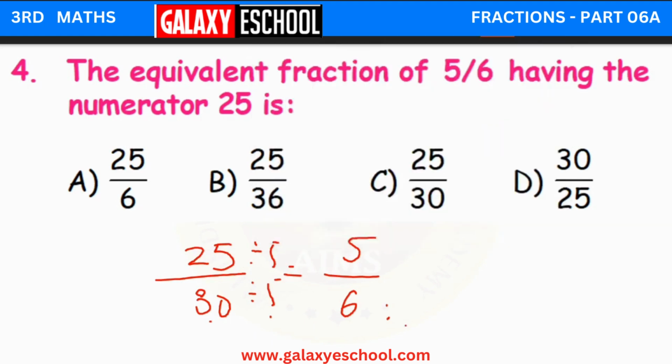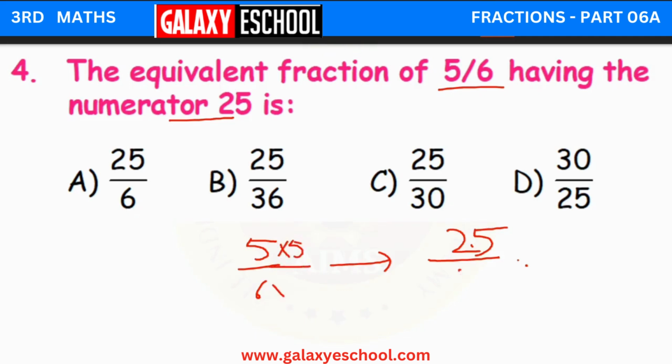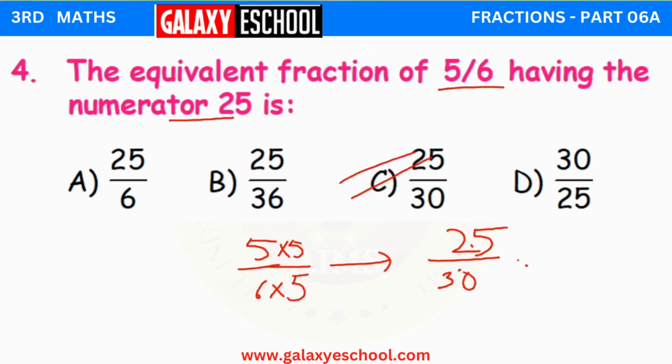Understand? So for the purpose of our question here, we are having 5 by 6 and we need to get an equivalent fraction whose numerator is 25. So 5 into 5 becomes 25. So we need to multiply the denominator also by 5. 6 5s are 30. So what is our equivalent fraction? Option C, 25 by 30.